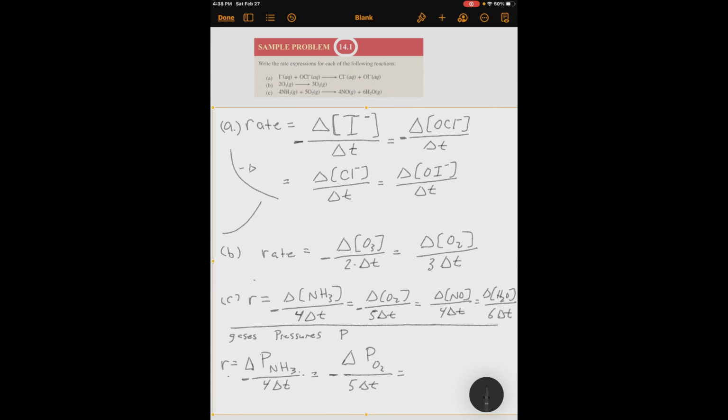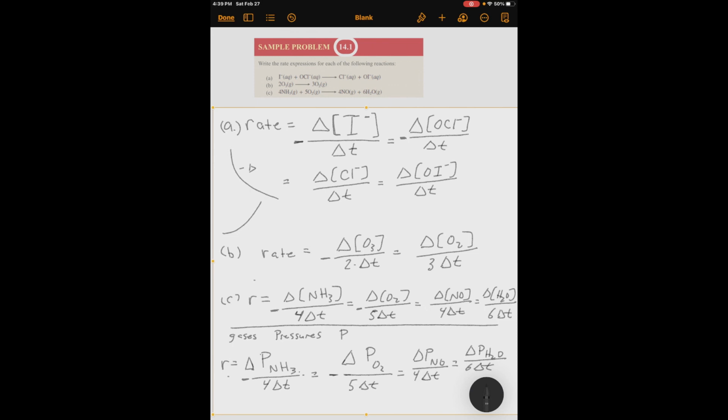We can do the products as well. We got NO, it's a gas, so change in the pressure of NO divided by delta T. There is a coefficient of 4 in front of it, so we put that there. No negative because it's a product. And then finally, change in the pressure of H2O. There's a 6 as a coefficient, so 6 delta T. And then finally, you don't need to have a negative for that one as well.